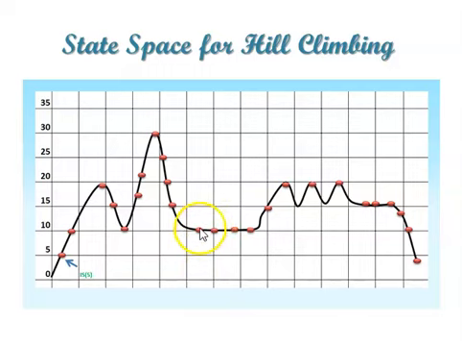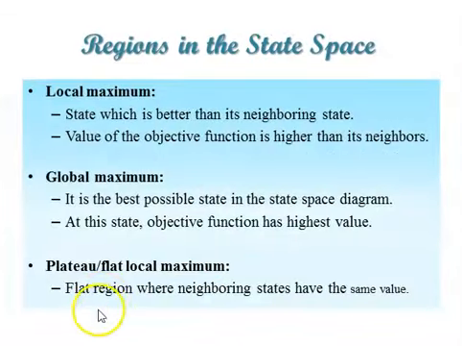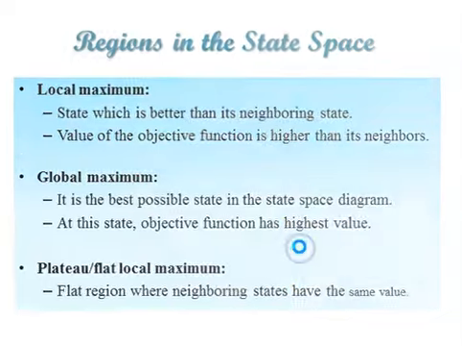So from here we are generating an operator, we could get another state. From there we are again operating, we get another state. All these have an equal value, then we call it as a plateau. So a flat region where neighboring states have the same value is called a plateau.